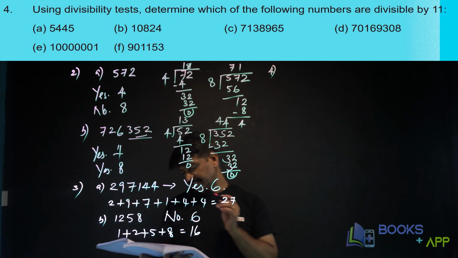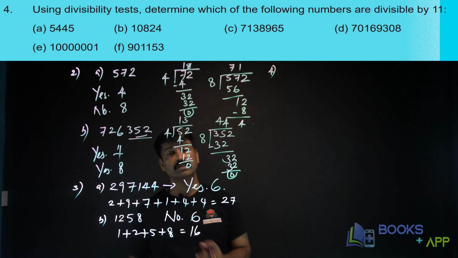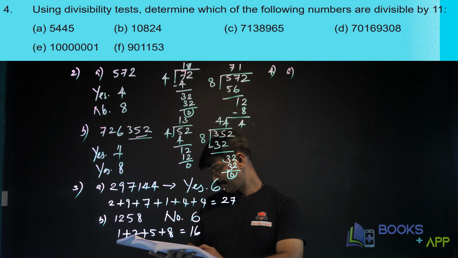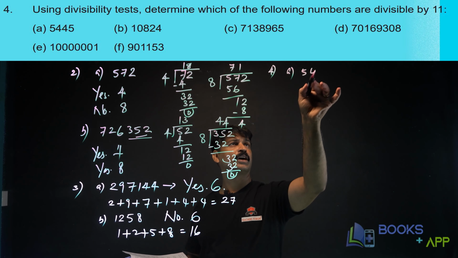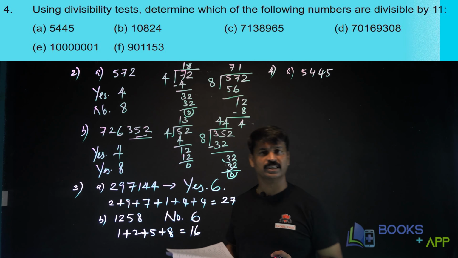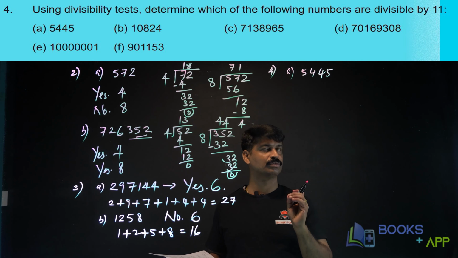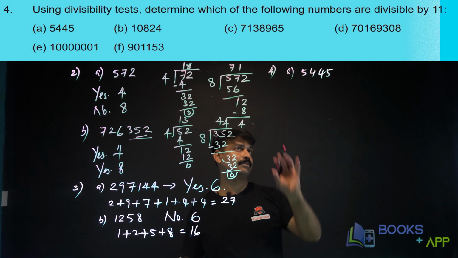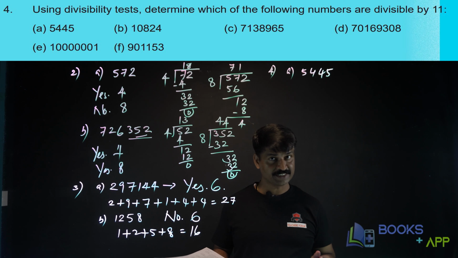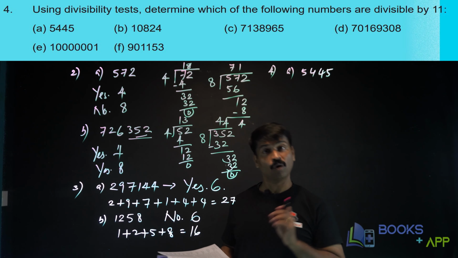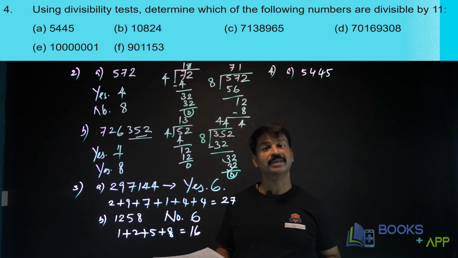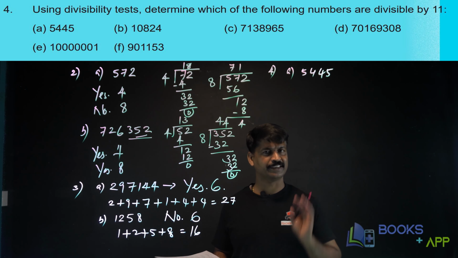Using divisibility test, determine which of the following numbers are divisible by 11. Let us do one here. The first one is 5445. How can you check whether a given number is divisible by 11? What you have to do? Yes, you add the digits in the odd place and the even place, then you find the difference. If the difference is 0 or a multiple of 11, the given number will be divisible by 11. That is the criteria.